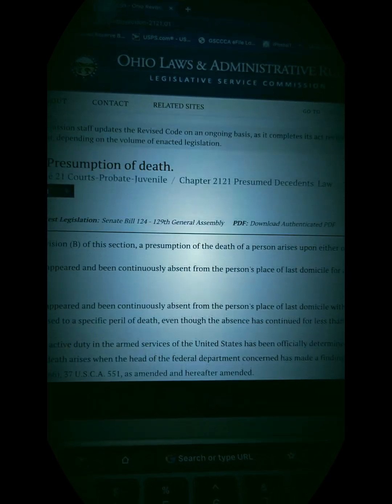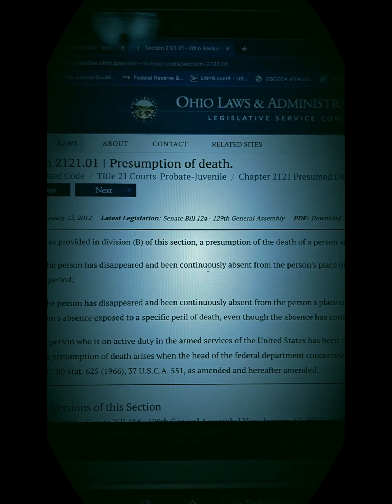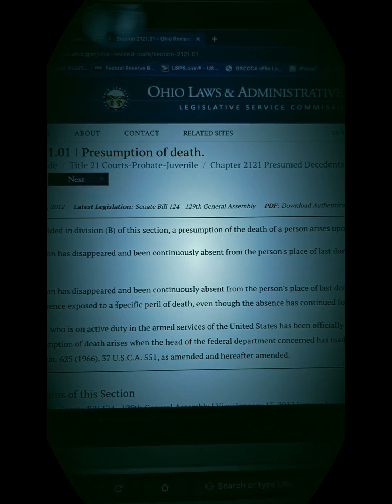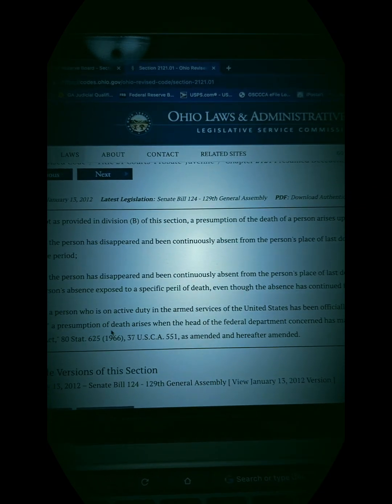Okay, so these are the ways the presumption of death kicks in. Either they haven't heard from you, or we had some kind of peril, like 9/11 took place. They were looking for bodies during that time, and people who came up missing and who lived in that area, there may be a presumption of death. And then right here in the armed forces, say you're missing in action. Say maybe a prisoner of war or something like that.